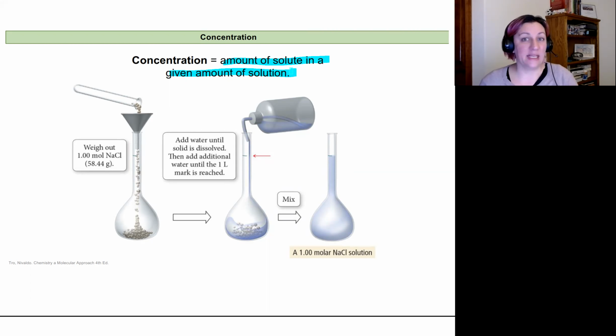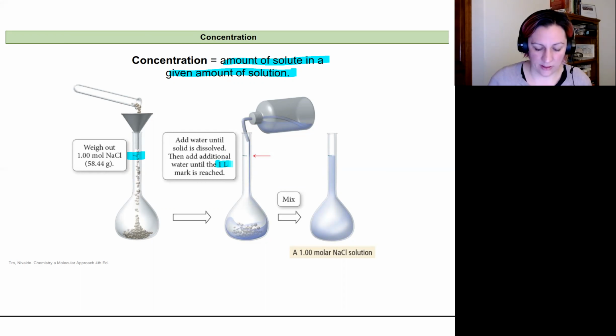Let's walk through the process of making a solution and talk about what the concentration will mean. This is a volumetric flask, and it is fantastic because it has only one measurement marking. That measurement marking on this one is right here. It's just a little line, and it's a piece of glassware that is designed to do just one thing, which is to measure one volume.